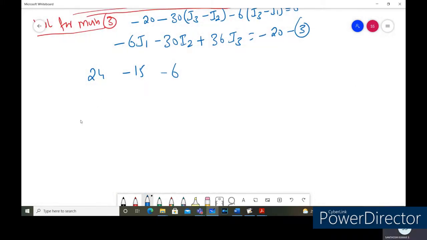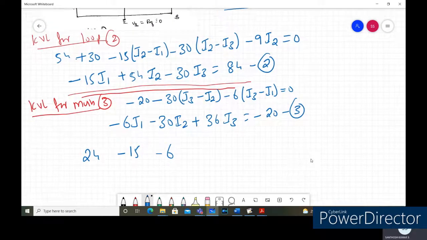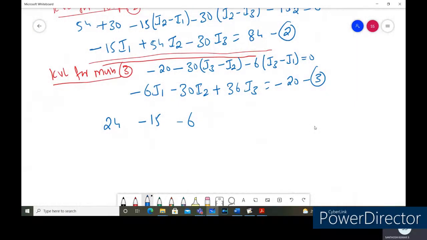From equation 2 we have the next row. The representation in matrix form makes us see the values clearly, and we come to know exactly which terms are not there. That's why it's good practice to represent in the matrix format. From equation 3 we have minus 6, minus 30, and 36.